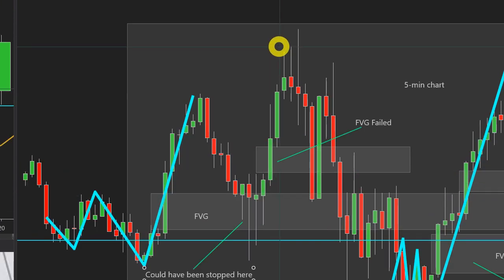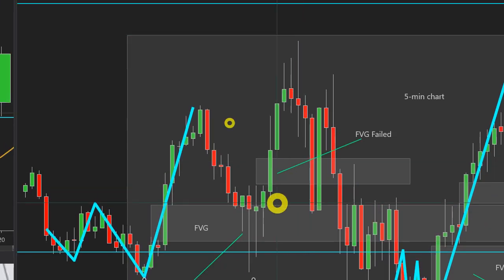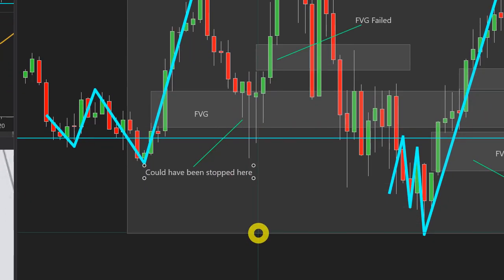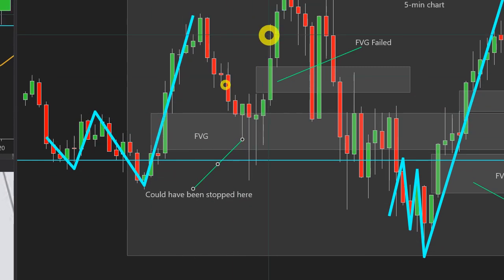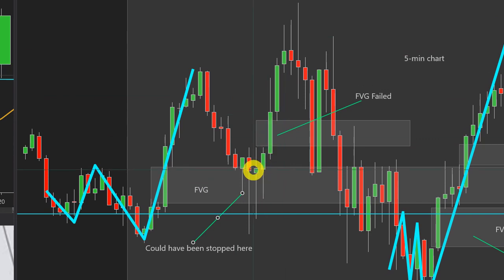It could have easily gone in my favor, and it did go in the right direction, but it just spiked down right here, right? So if it wasn't for that, I would have entered on this green candle right here coming back into the fair value gap. I would have entered for a long right here, and I would have hoped for this kind of move right away.